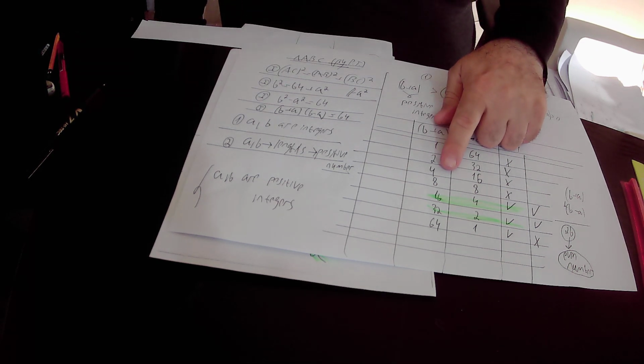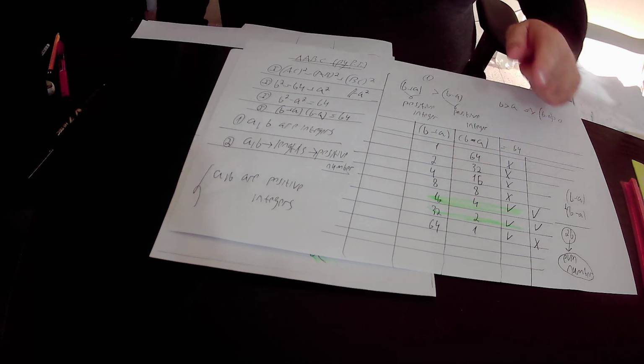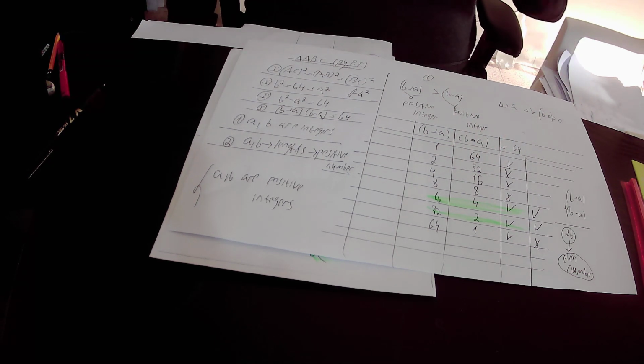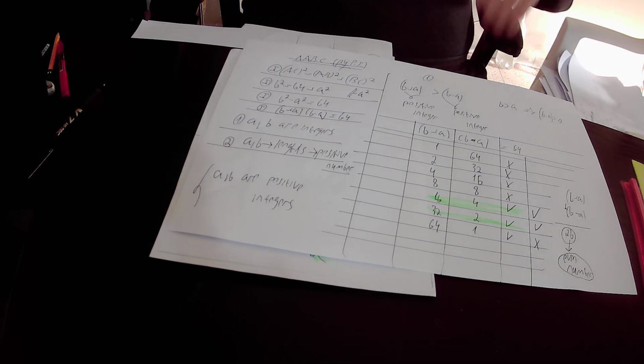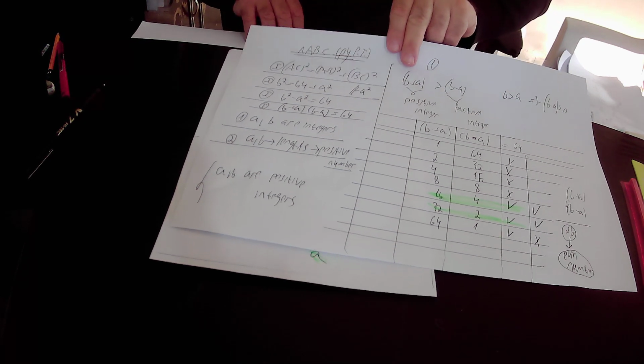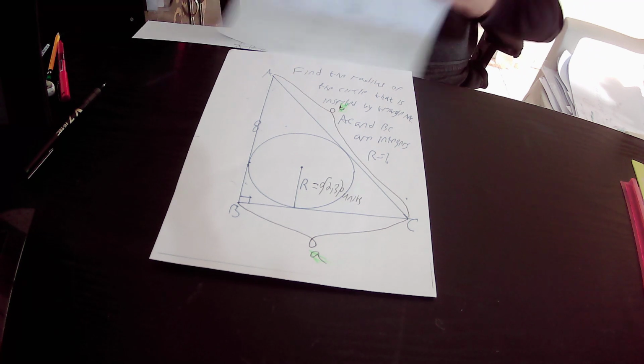Here 16 plus 4 is 20, 20 is an even number, therefore it is a good option. 32 plus 2 is 34, 34 is also an even number, so this option is also valid. And finally 64 plus 1 is 65. 65 is not an even number, so we'll cancel this option. So we are left with only two options that are possible for the solution of the question.